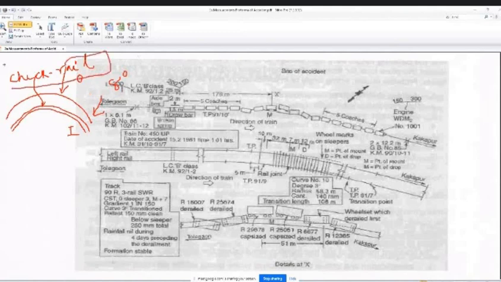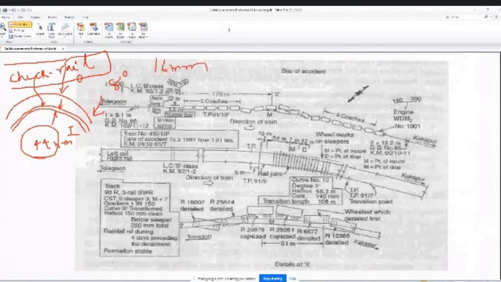Sir, when a check rail is provided, how much gap do they have to maintain? Between this rail and this rail, the gap must be a minimum of 44 and above. Sir, why this 44? Because this 44 is derived based on your flange thickness of 16 mm.